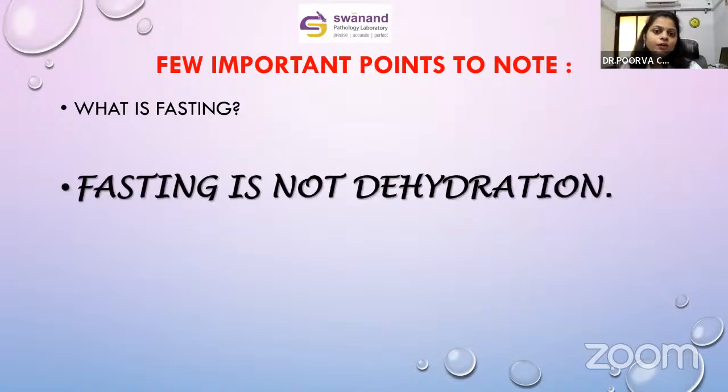So the most important point to note here is, fasting is not dehydration. Please, everybody will have to remember this thing, that you have to keep yourself very adequately hydrated before you go for testing, even if you are doing it in fasting. Okay, so water is allowed, पानी पीना अलाउड है. आपको जब भी चाहिए आप पानी पी सकते हैं, बस आप टी, कॉफी या कुछ ईटेबल्स नहीं खा सकते. That is how you do the fasting. So this is a basic rule to be followed for testing.